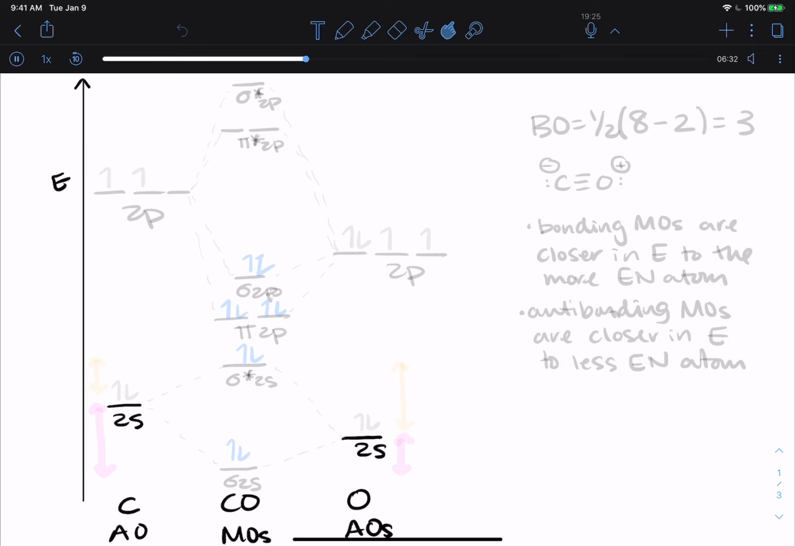The sigma 2s still has to be lower in energy than both of the atomic orbitals, and the sigma star still has to be higher in energy than both of the atomic orbitals. Even more important here to put these connecting lines to show what came from what. And that's it for that part.